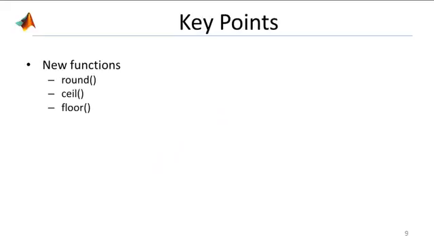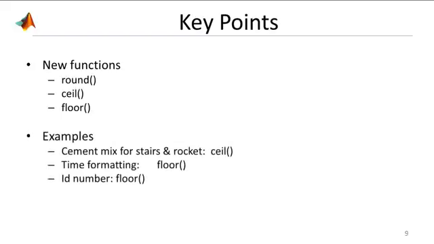Alright, so let's conclude. The key points of this lesson is 3 new functions: round, ceil, and floor. Round is with respect to 0.5, the other 2 is positive or negative infinity. We used a lot of examples here. The cement mix for the stairs as well as the rocket used ceil. The time formatting used floor, and the ID number is this floor as well.